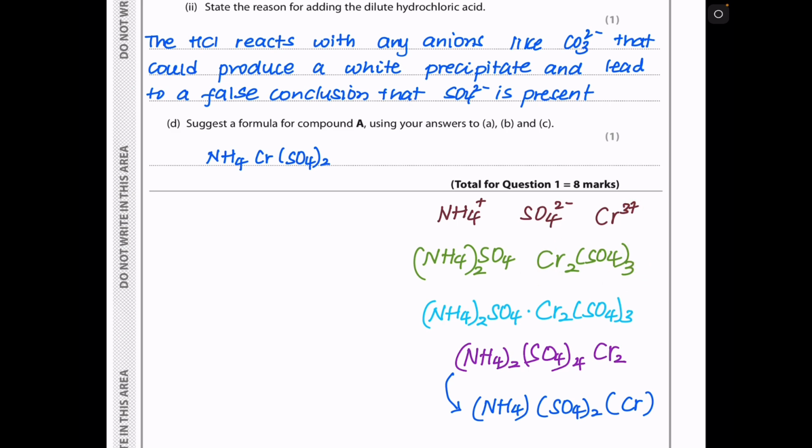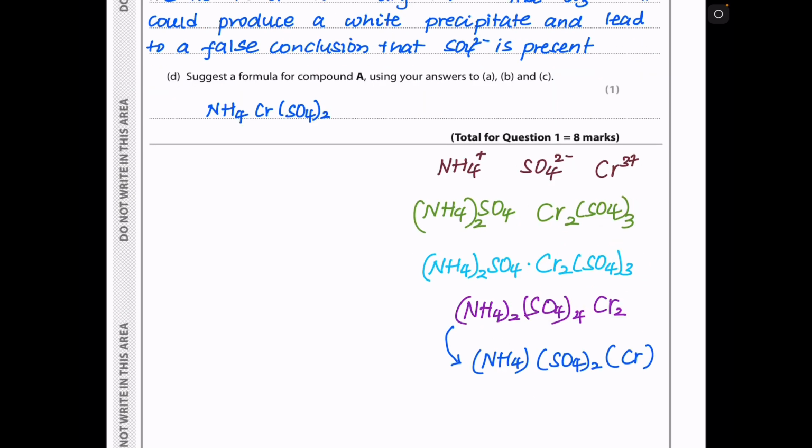Because this is chromium 3, this is what we're going to form. And then we have 2 ammoniums, we have 4 sulfates and 2 chromiums. And then to get the simplest whole number ratio, I got 1 ammonium, 2 sulfate, and 3 chromium. So this is my answer here.